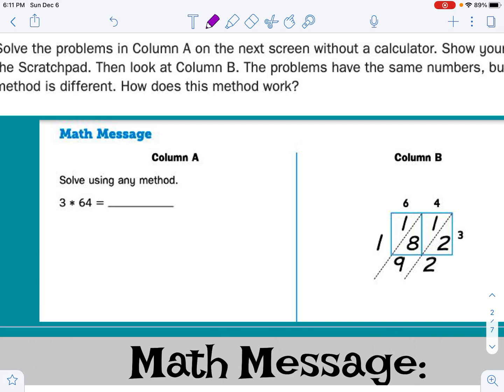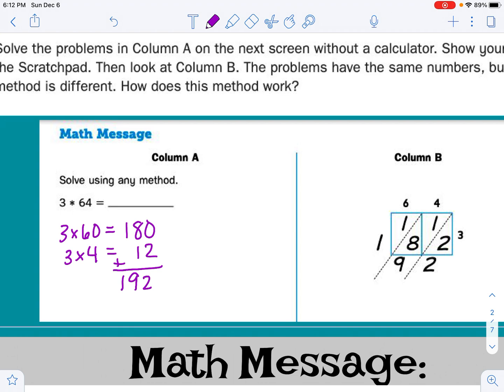So I'm going to do partial products for 3 times 64. I'm going to do 3 times 60. I know 3 times 6 is 18. Attach my 0 on the end. And then 3 times 4 is 12. And add it together to get 192.